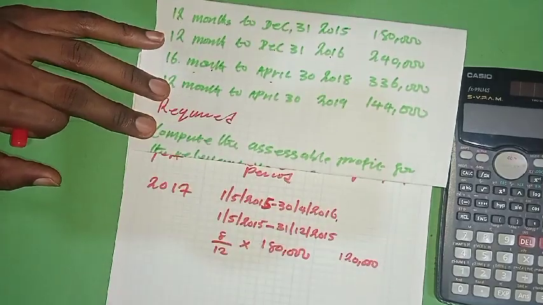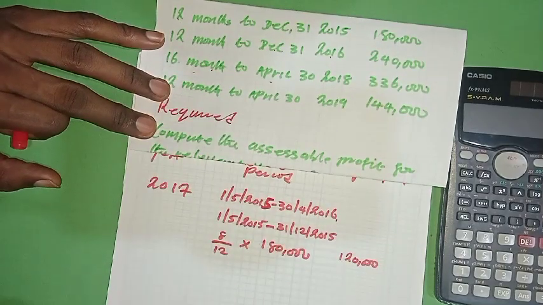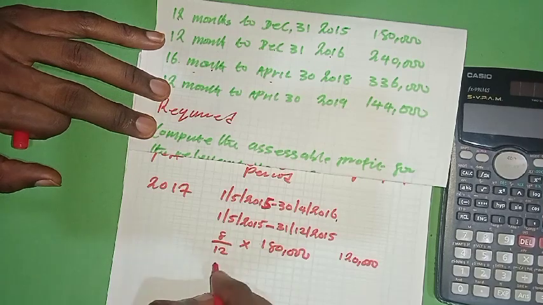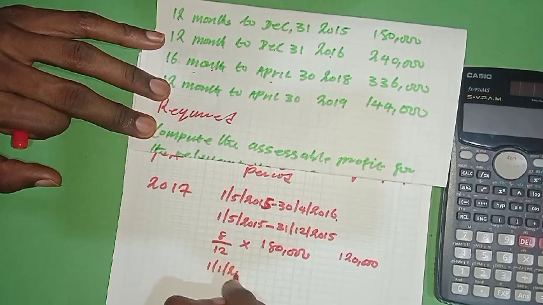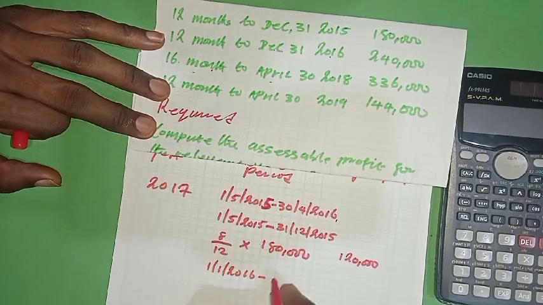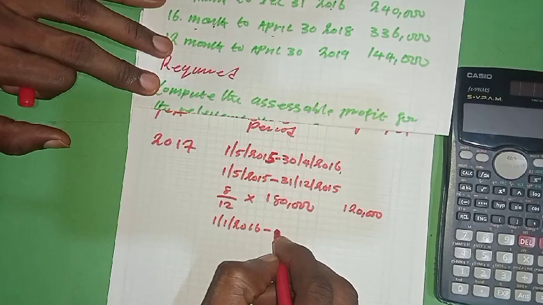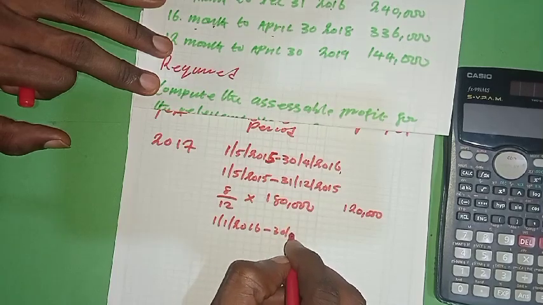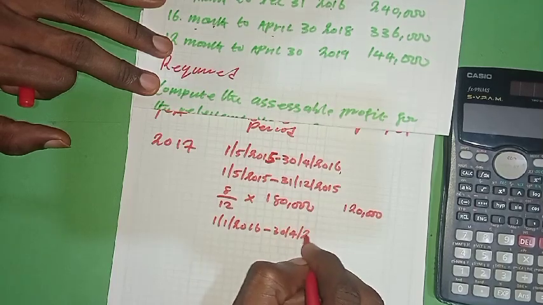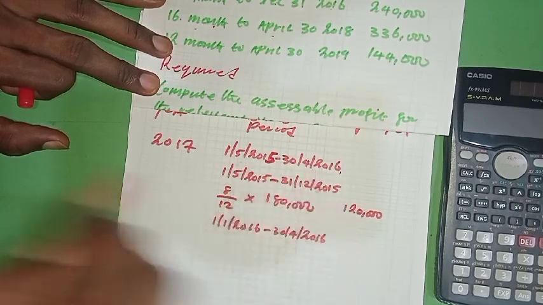Now, how many months are we looking for? 4 months. And the 4 months we are looking for is from 1st January 2016 to what? To 30th April 216.